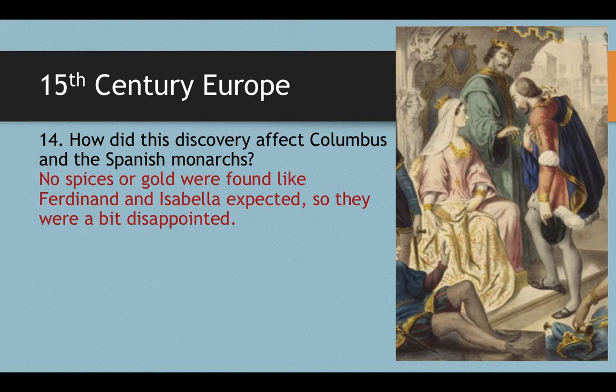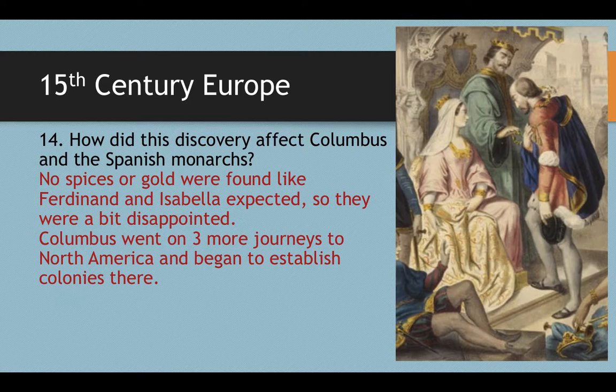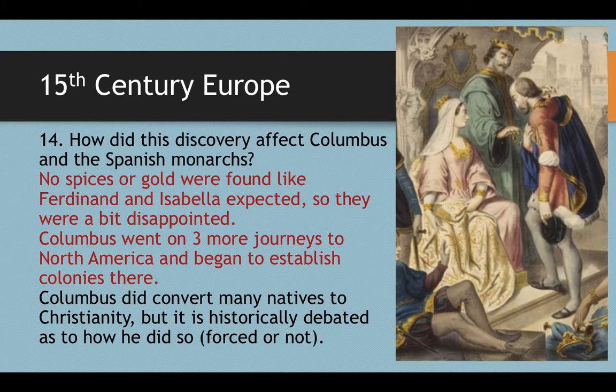Now, this discovery affected both Columbus and the Spanish monarchs. So, unfortunately for them, no spices or gold were found like Ferdinand and Isabella had expected. So they were a bit disappointed with that. There weren't a lot of riches from that land that he could bring back like they thought he would discover. But Columbus would then go on three more journeys to North America, three additional journeys to the Caribbean, and he began to establish colonies there.